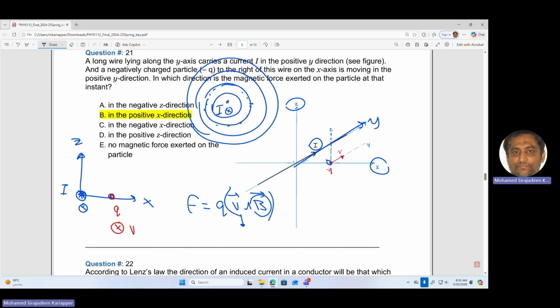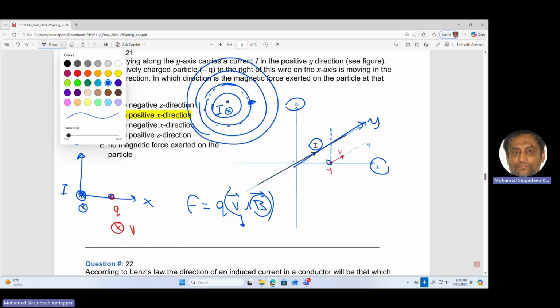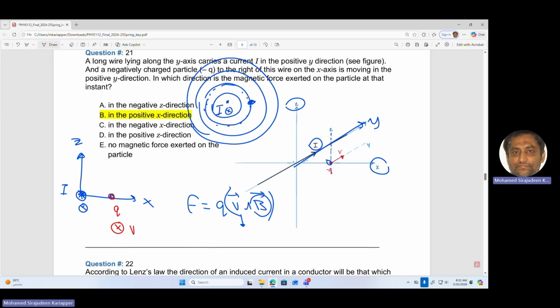This is the charge, our charge is here. And this is the current. Now, which direction will be the magnetic field? Is it clockwise or counterclockwise? Yeah, clockwise. So at this point, the magnetic field will be tangent to the circle. So now I know the direction of the magnetic field.